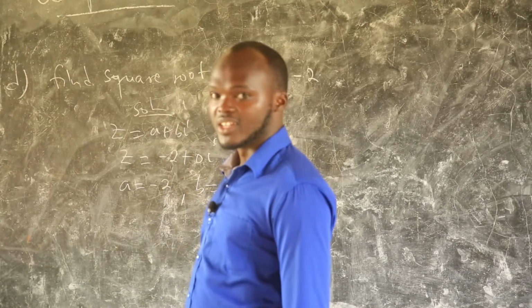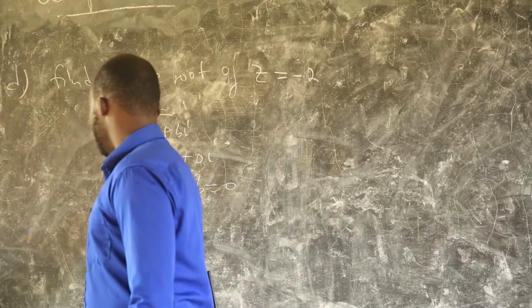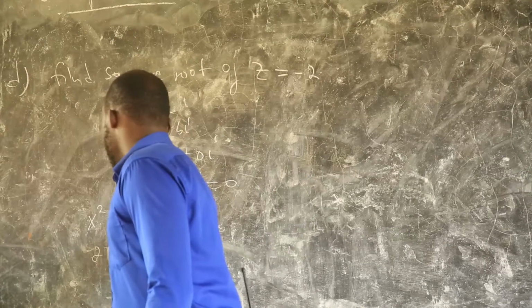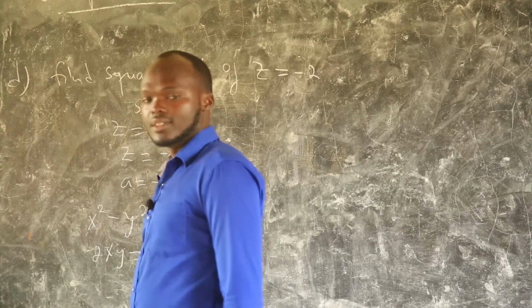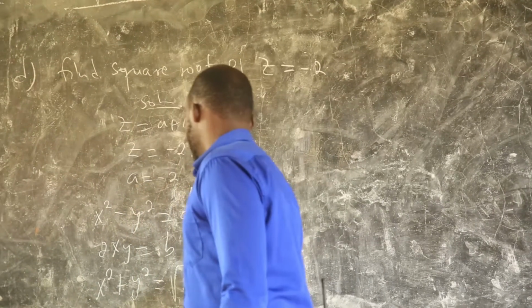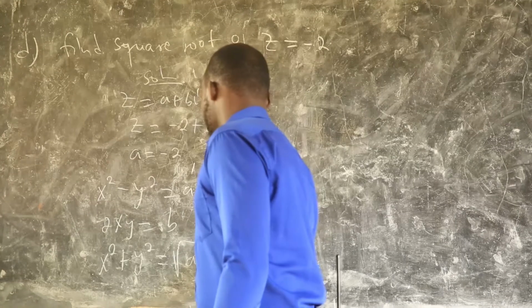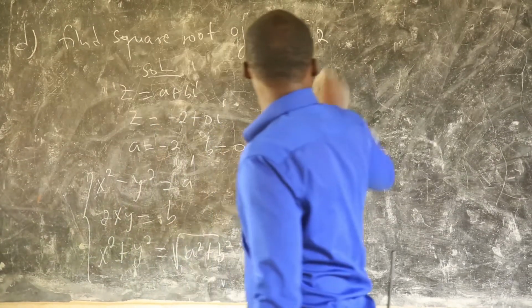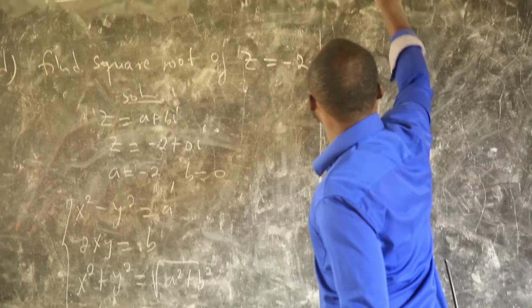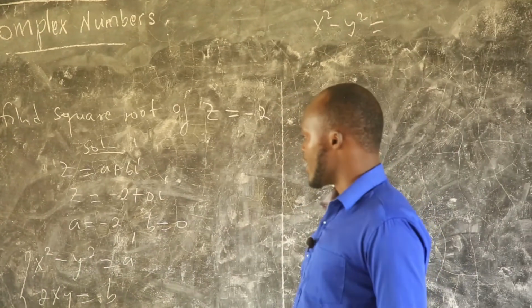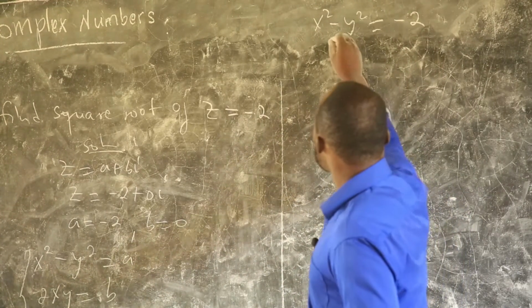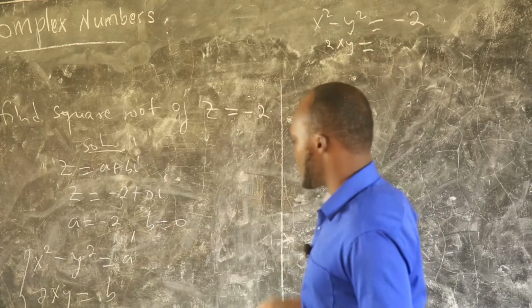We have to use those three equations: x squared minus y squared equal to a, 2xy equal to b, x squared plus y squared equal to the square root of a squared plus b squared. So now, x squared minus y squared equal to a. What is our a? Negative 2. Now 2xy equal to b. What is our b? 0.